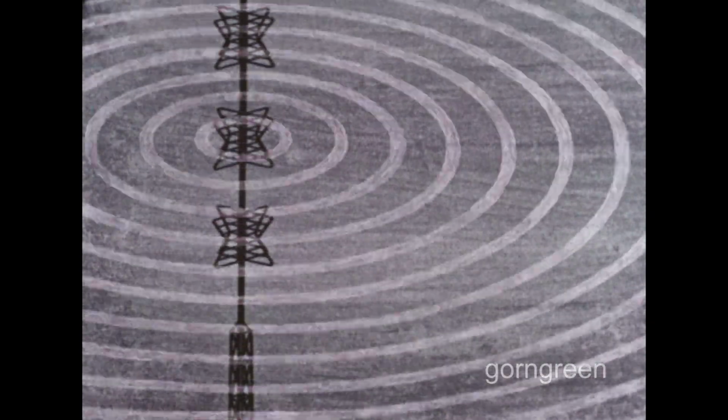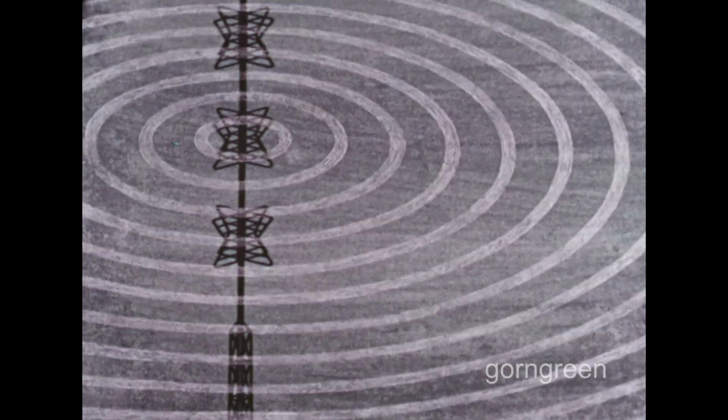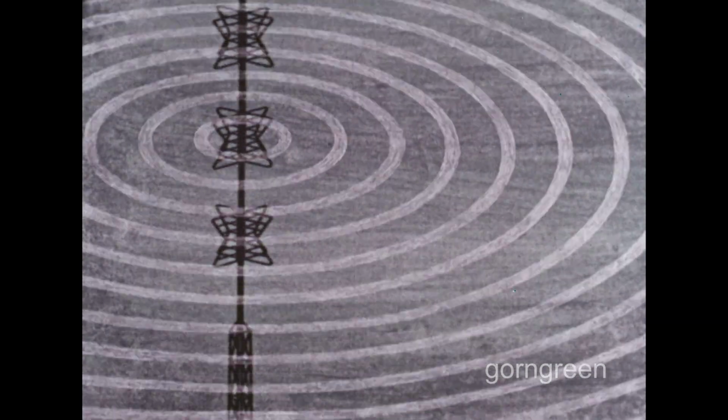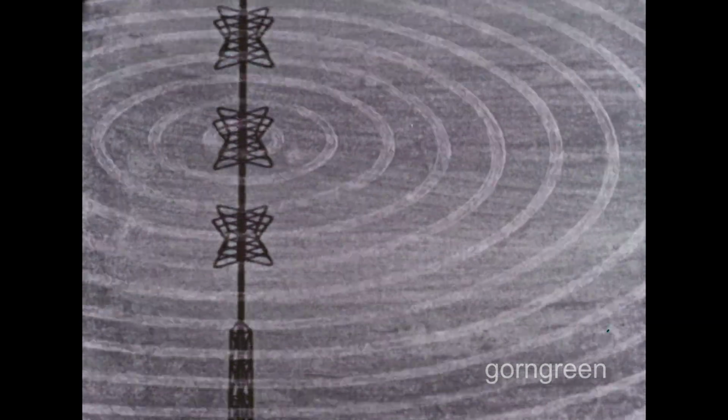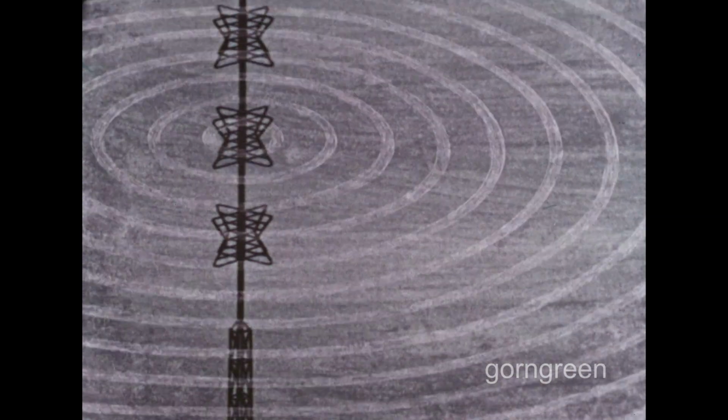This is the electromagnetic wave which carries the television picture. It is therefore called the television carrier wave. We will now see how the picture is transmitted.